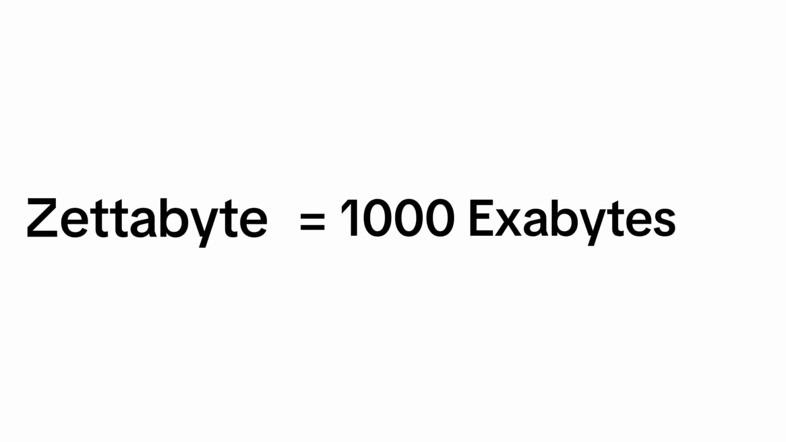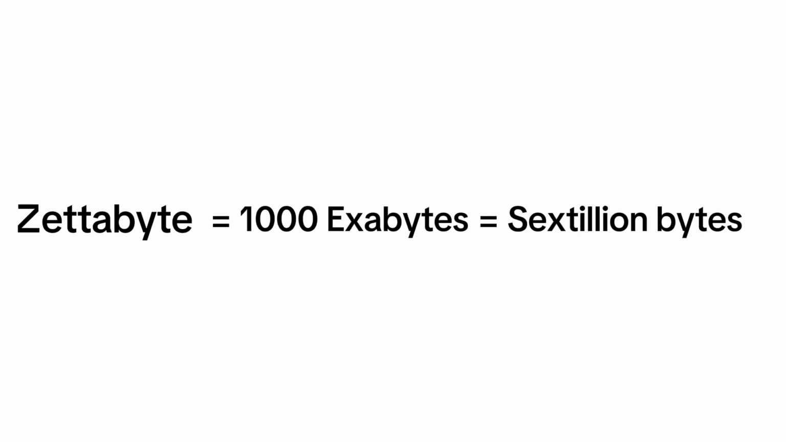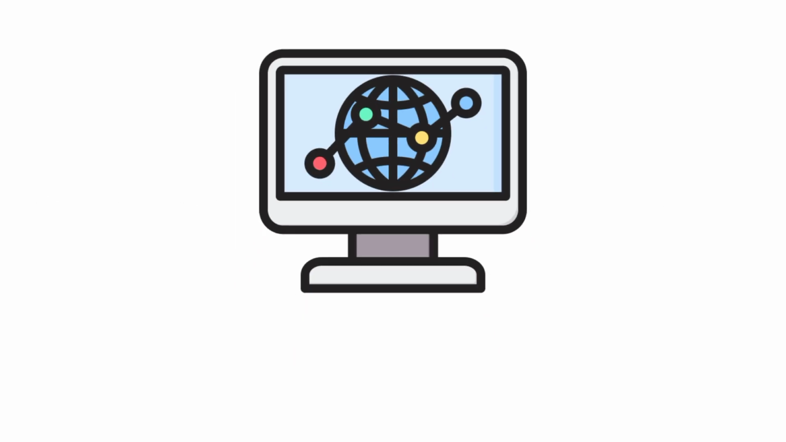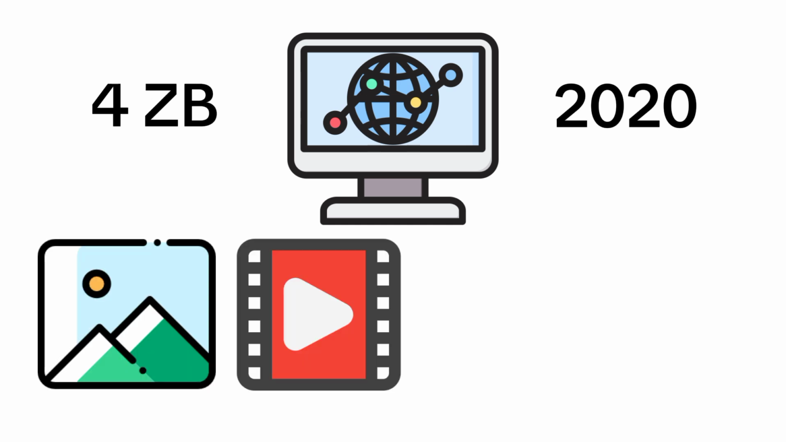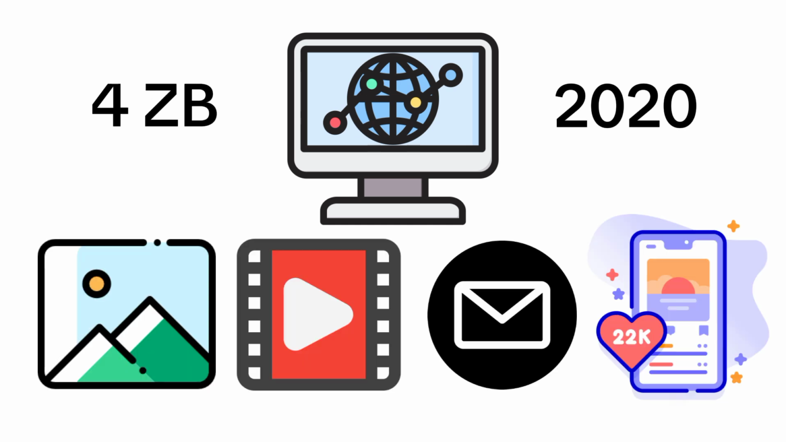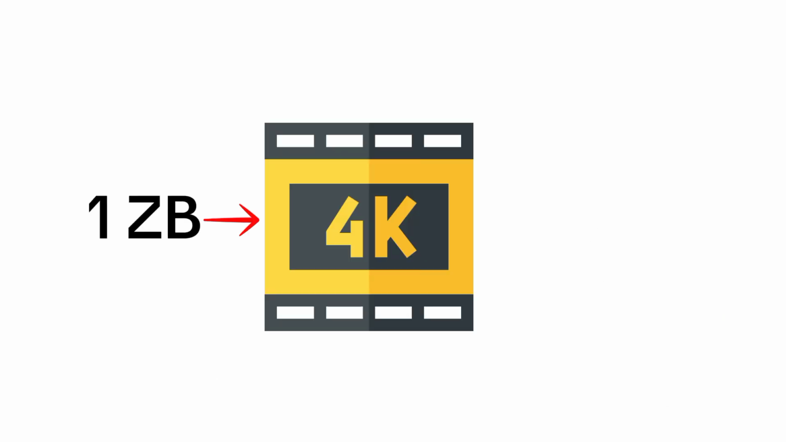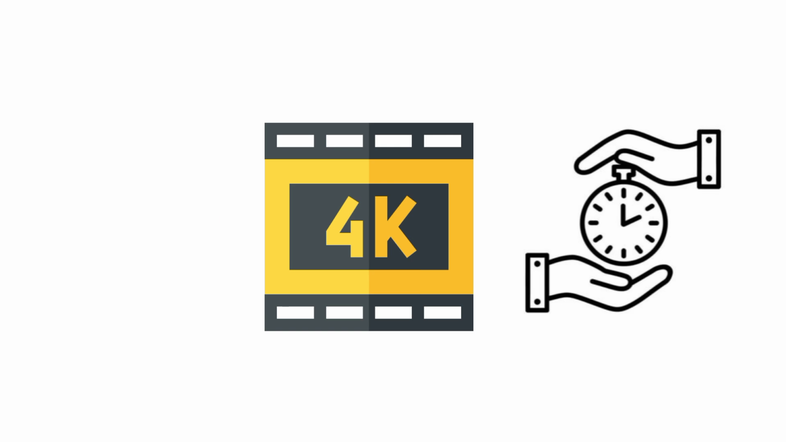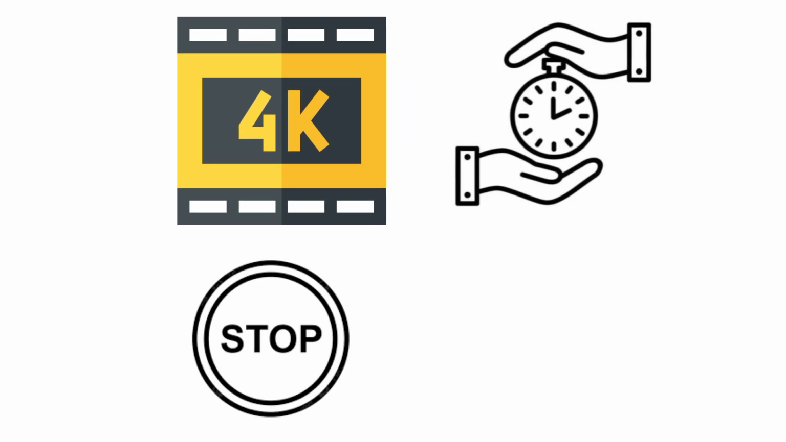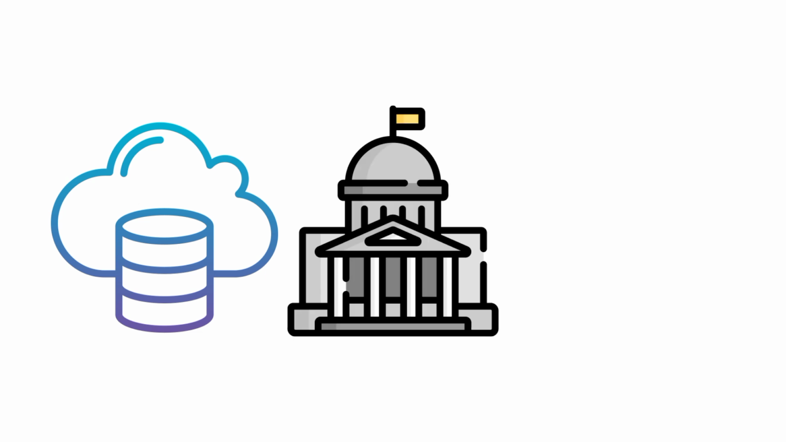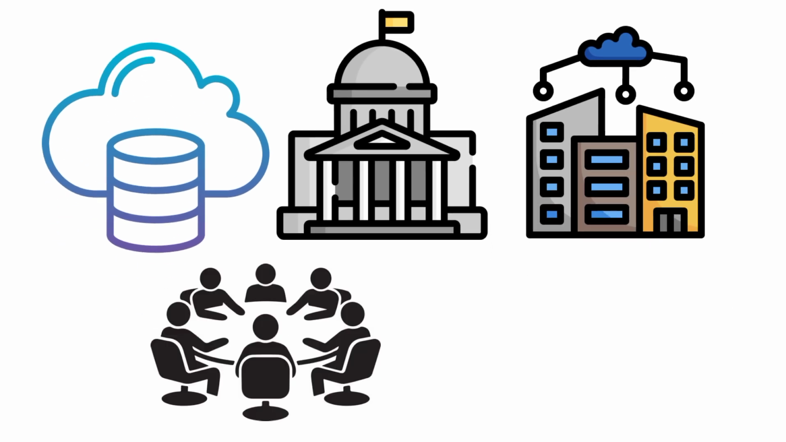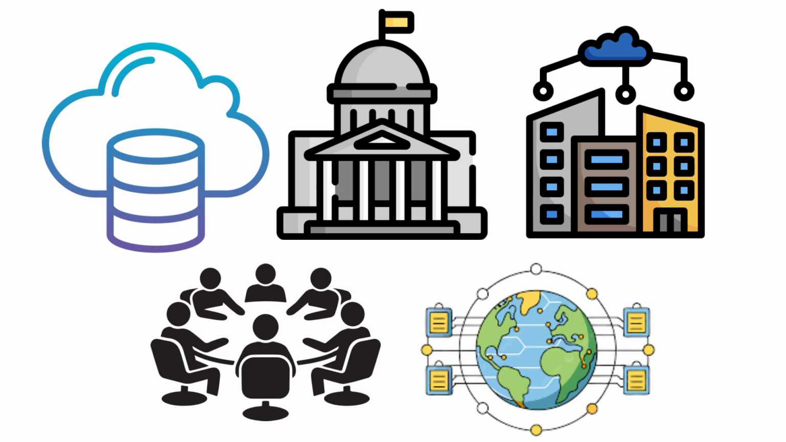Zettabyte. A zettabyte, ZB, equals 1,000 exabytes, or a sextillion bytes. Global internet traffic in 2020 alone reached around 4 ZB, encompassing every photo, video, email, and social media post ever sent. 1 ZB could store 30 billion 4K movies, more than any human could watch in a lifetime. At this scale, data stops being human-sized and becomes planetary-sized. Cloud services, governments, and big tech now routinely talk in zettabytes when measuring worldwide data flows.